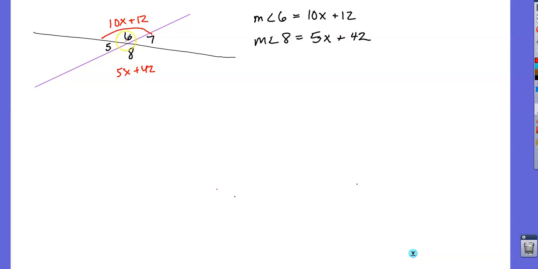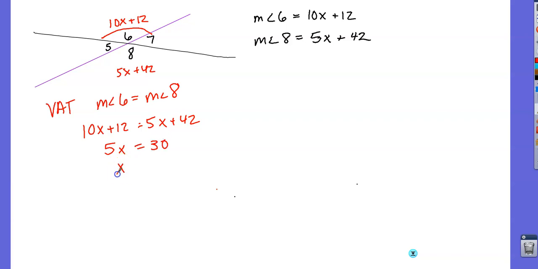So what do I know about 6 and 8? Is there a relationship between them? Yeah, 6 and 8 are vertical, so by the vertical angle theorem, I know that 6 should be the same as 8, so I can set those two expressions equal. So I get 5x equals 30, so x is 6. And let's say not only do I want x, that'll be one thing I asked for, but then maybe I want the measure of angle 6 and the measure of angle 5, okay? Because I like to ask extra stuff.